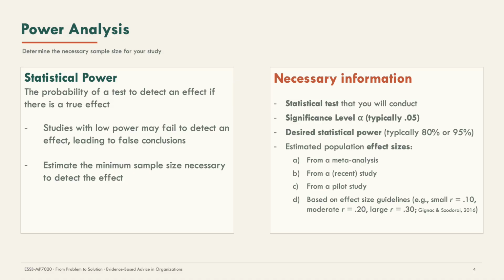Finally, we need an estimate of the expected population effect size. This is often the most difficult part. Optimally, we base this on a meta-analysis examining the same or a very similar relation. If that is not available, we can use an effect size from a relevant recent study. A pilot study could also provide an estimate, although that is often costly to conduct. As a last option, we can use general effect size guidelines, such as the benchmarks proposed by Gignac and Szodorai, to make a reasonable and transparent assumption.